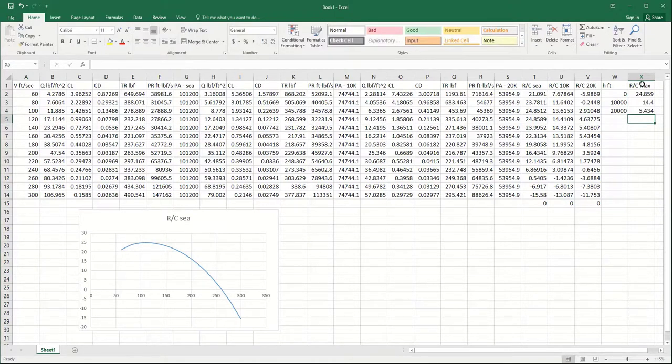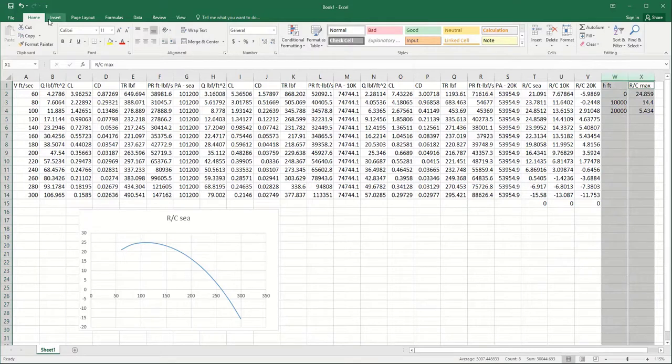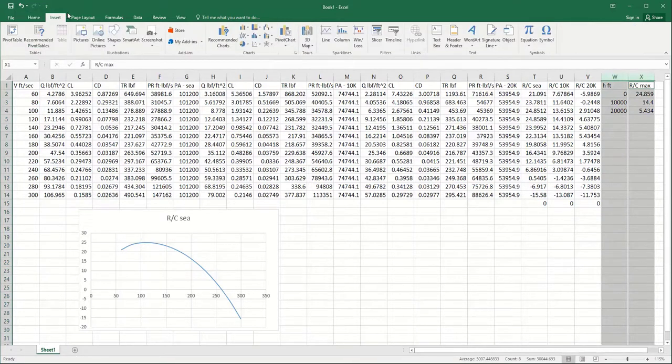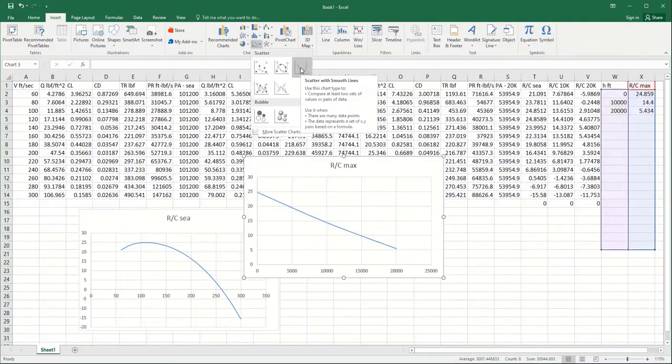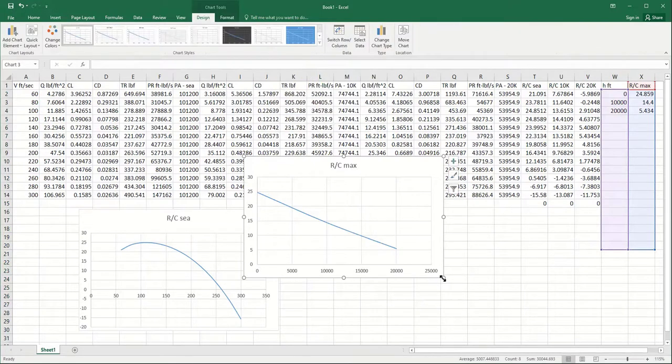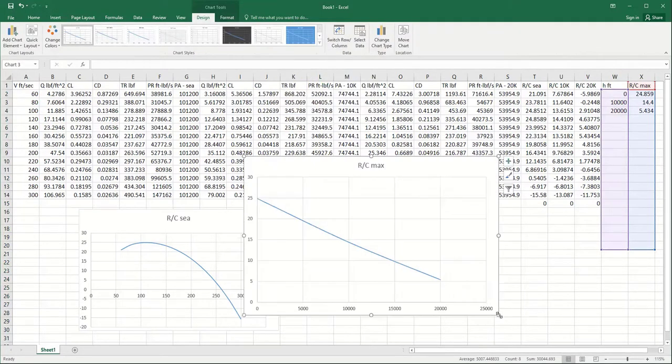So this shows us how our best rate of climb varies with altitude, and we can do a plot for that. So again, there's nothing magical here. I just picked the maximum rate of climb for each altitude. And we look at the trend and we see sea level here, go down to 10,000 feet, our rate of climb goes down. 20,000 feet, it goes down.